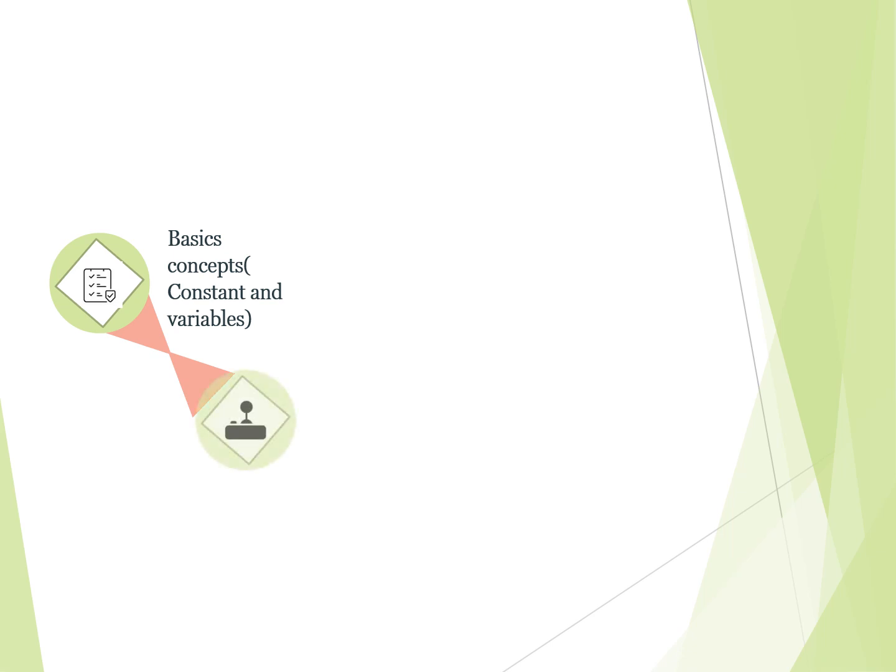The last concept in this chapter is the fundamental concepts of programming, which form the backbone of well-written, efficient, and functional code. We will start with the basic concepts like constants and variables, which are essential for storing and managing data, along with different data types such as integer, string, and boolean.